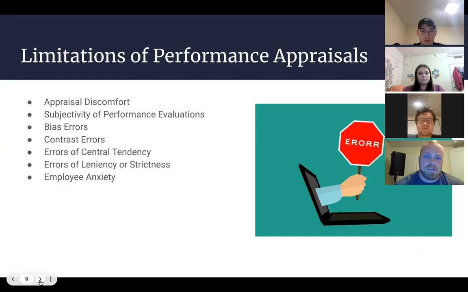Some limitations of the performance appraisals are appraisal discomfort, subjectivity of performance evaluations, bias errors, contrast errors, errors of central tendency, errors of leniency or strictness, and employee anxiety.